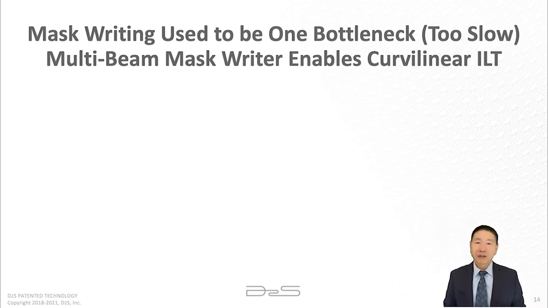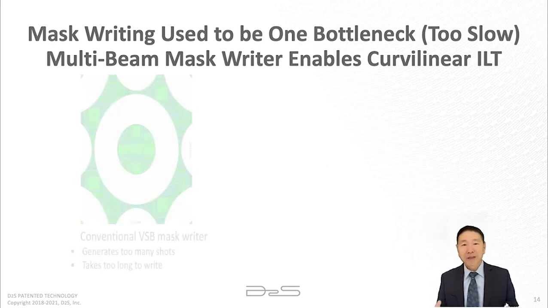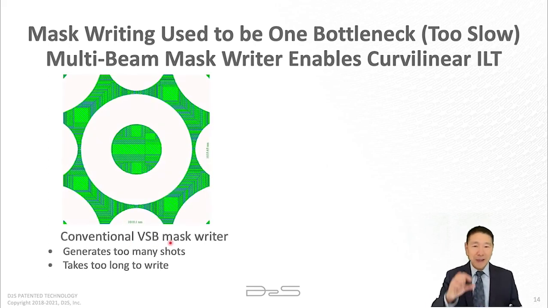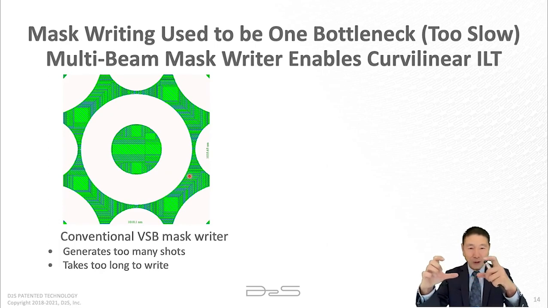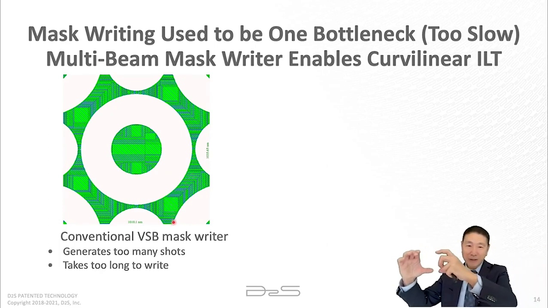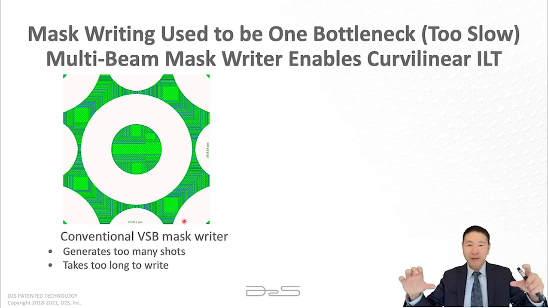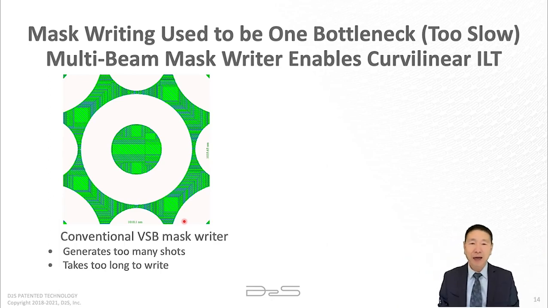Well, it turned out there are two technical challenges. The first one is mask writing. The mainstream mask writer is called a VSB mask writer. It basically writes a single shot with a different size. It's like a rectangle or a brick. So if it is a Manhattan pattern, you can use these different size bricks to build your pattern. So it's very fast for Manhattan patterns.